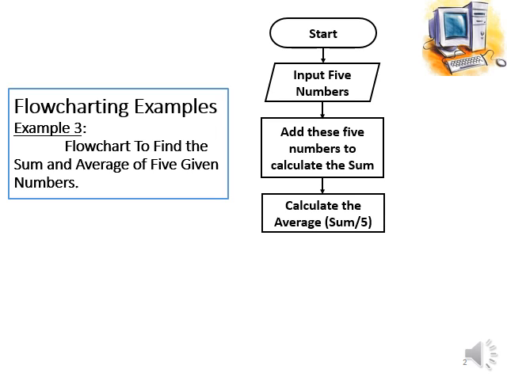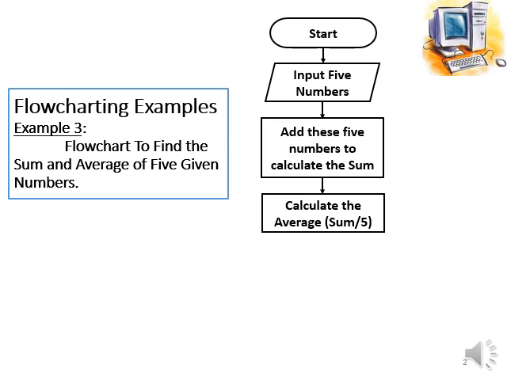Next we are finding the average. We are calculating the average of these 5 numbers. So calculate the average, and the formula is that the sum that we have found in the above step is divided by 5. Why is it divided by 5? Because there are 5 numbers. So for finding the average we will divide the sum by 5, and this is also a type of processing operation, so it is also represented by a rectangle symbol.